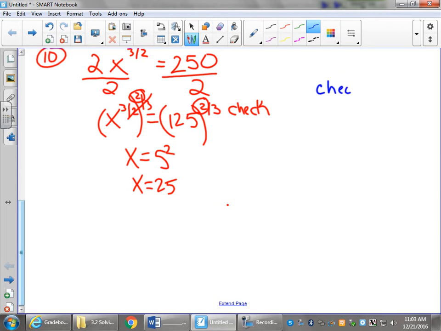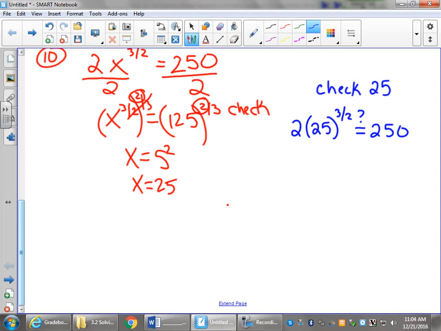So let's check 25. So we'll have 2 times 25 to the 3/2, and I'm checking, does that in fact equal 250? So we're subbing in 25 back into the original and using order of operations, not opposite operations. So if I were to do order of operations, what do we evaluate next? What are we going to evaluate? Joy? The exponent part.